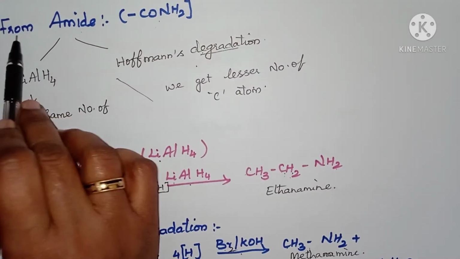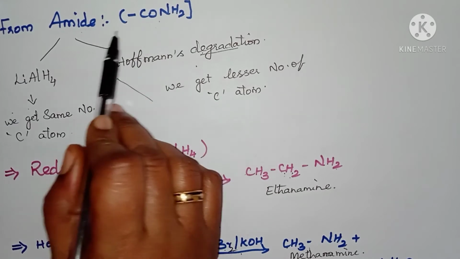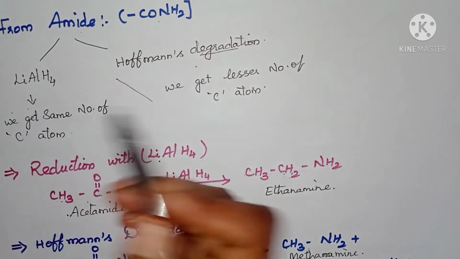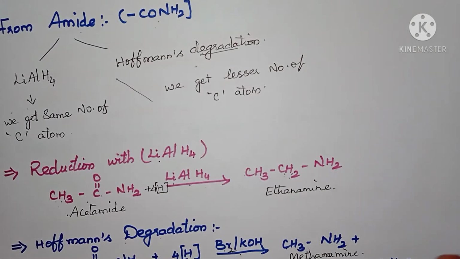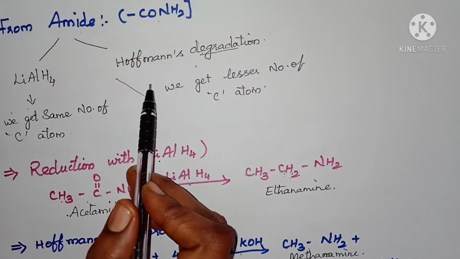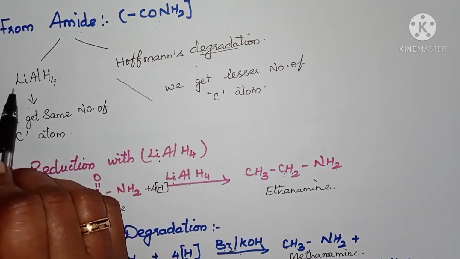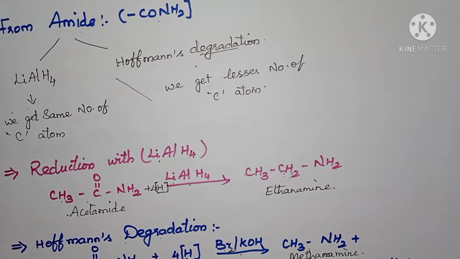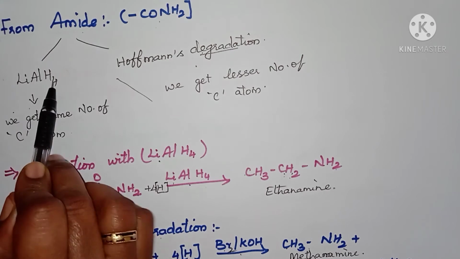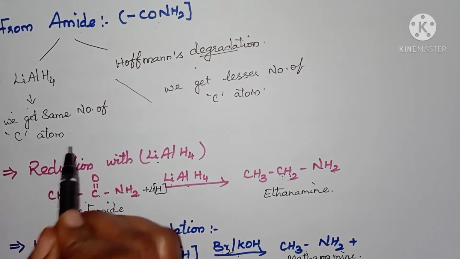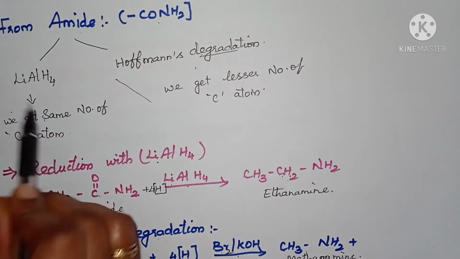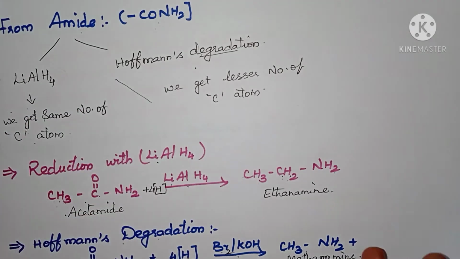The next reaction is from amide, CONH2. Actually there are two types of reaction. Both are reduction processes only, but we use different reagents. In the first one, we use the lithium aluminum hydride reducing agent. See, most of the amine preparations are reduction processes only. Remember that, this is an open secret. So with lithium aluminum hydride, it is one way we get the same number of carbons. Note the point. It is a reduction process through amide. Amide is converted into amine.